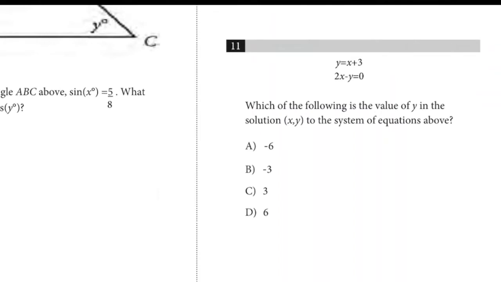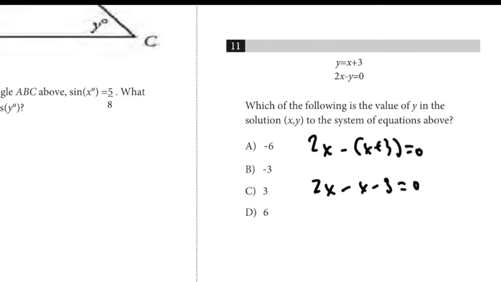For 11, which of the following is the value of y in the solution xy to the system of the equation above? So we have the equations y equals x plus 3 and 2x minus y equals 0. So with the bottom one, I'm going to do 2x, and we're given y is equal to x plus 3, so minus x plus 3 equals 0. And that equals 2x minus x minus 3 equals 0.